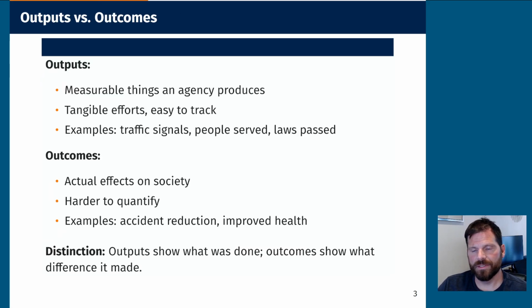We measure these things in terms of outputs and outcomes. If you go back in your mind to the systems model of the policy process, right? The model there showed that we have rulings, decisions, and rules, right? These things that are the outputs from the three different branches of government. These are measurable things, tangible efforts. They're easy to track. The example could be a traffic signal, right? The number of people served for a given public policy, the number of laws that are passed by Congress.